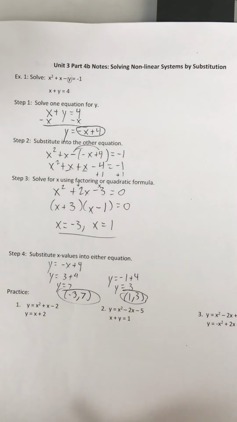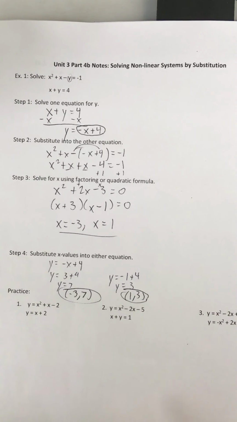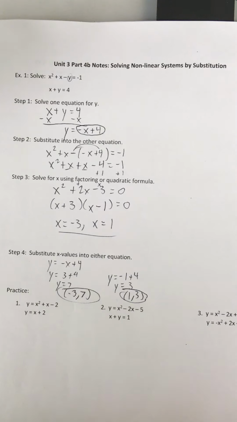Yes, the order you write them in does matter. When you plugged in the negative 3, we got 7. When we plugged in the 1, we got 3. So I need to put the 7 with the negative 3 and the 3 with the 1. Those are my two solutions.